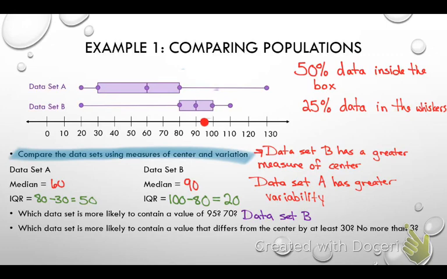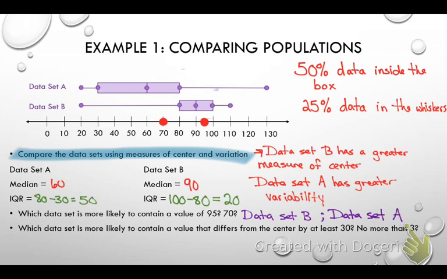Data set A, definitely. Okay, so I'm down here on 70. Well, if I'm on 70, it's inside the box here, but it's on the whisker for B. So again, there's more data inside the box. So it's more likely to occur inside data set A.